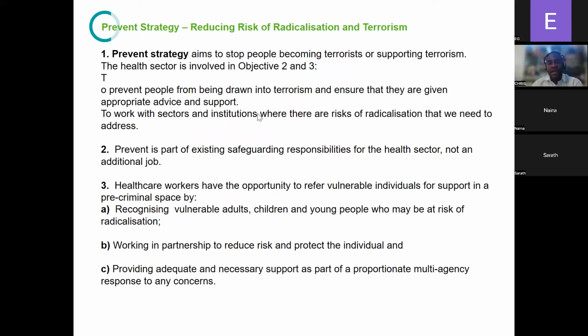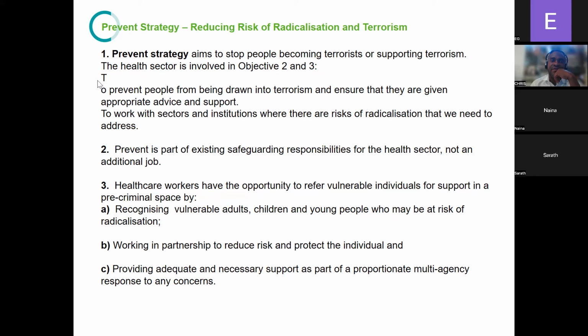It is part of safeguarding. And the Prevent strategy and the Prevent agenda is handled by the Home Office directly, the UK Home Office. So the Prevent strategy aims to stop people from becoming terrorists or supporting terrorists. It prevents people from becoming terrorists or prevents them from supporting terrorists. So the health sector is involved in what we call Objective 2 and Objective 3 of the Prevent strategy.